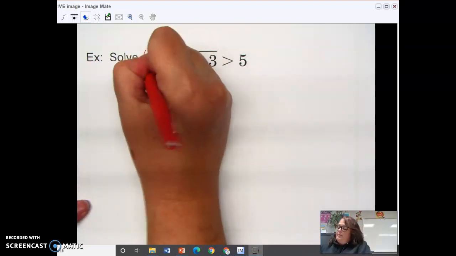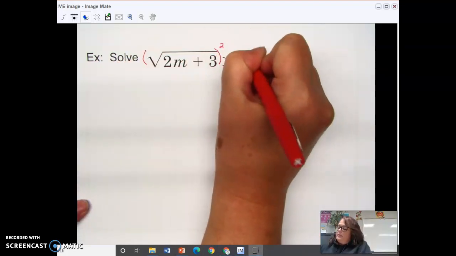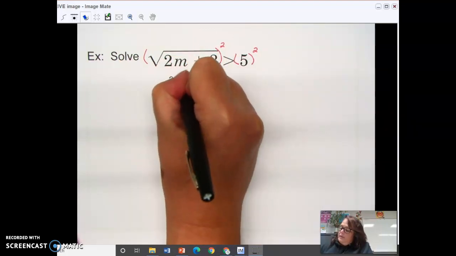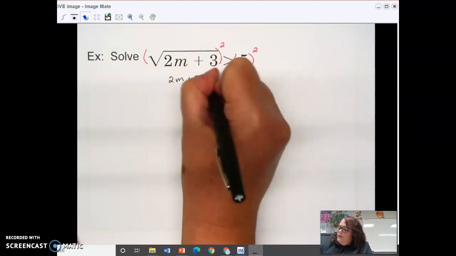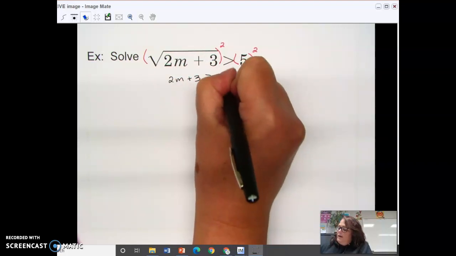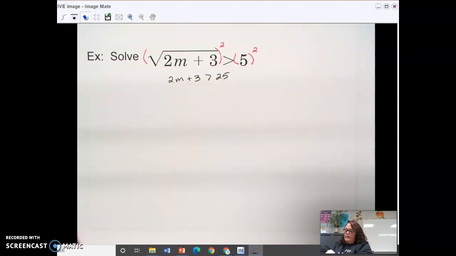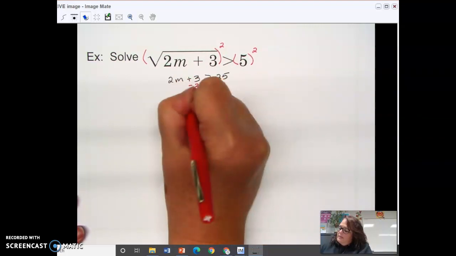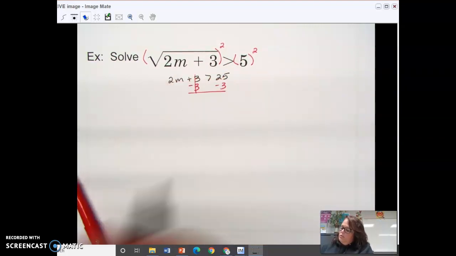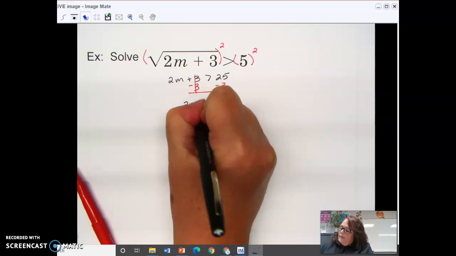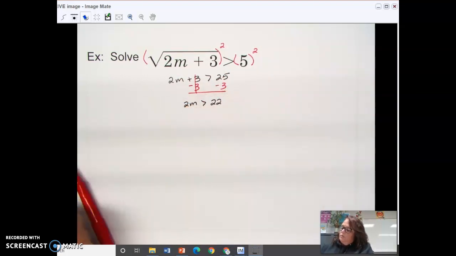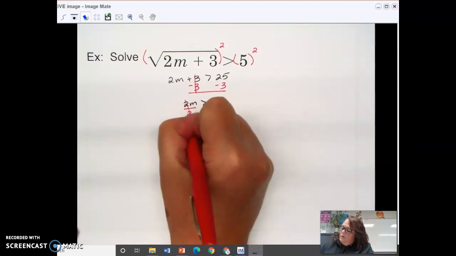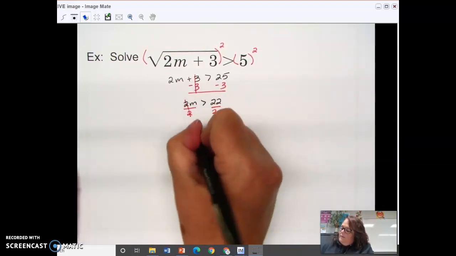So the first step is going to be to square both sides. So when I do that, I get 2m plus 3 is greater than, and then 5 times 5 is 25. So when I solve that, I'm going to subtract 3 from both sides, and I get 2m is greater than 22. And then dividing both sides by a positive, I'm going to get m is greater than 11.